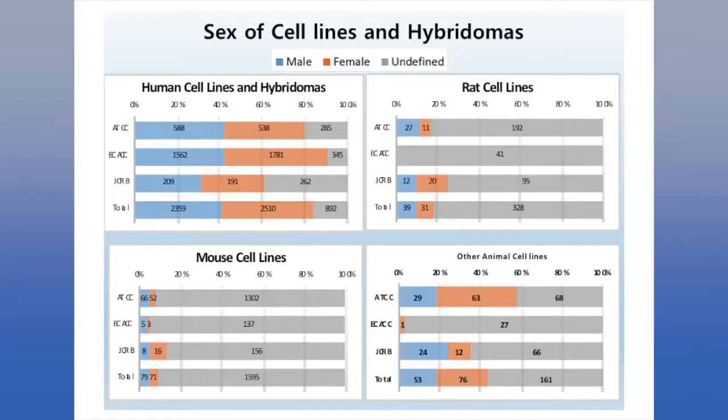So for cell lines and hybridomas, for the human cells, about 20% of the cells do not have the sex description, and about 70-80% have the description about their sex origin. But for the rat or mouse cell lines, most of them don't have the sex description. So the researchers do not have a way of getting the information.